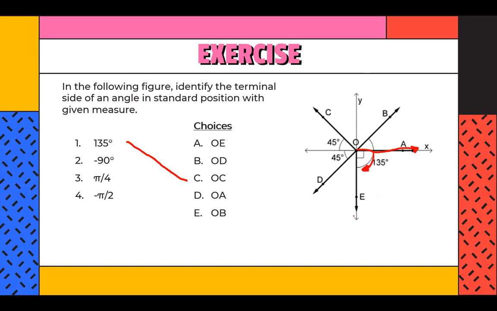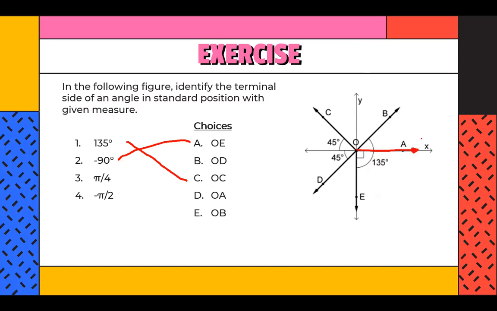Now, knowing that this is a quadrantal angle because it's 90, then we'll have side OE as our terminal side for negative 90 degrees. Next, pi over 4. Okay, pi over 4.